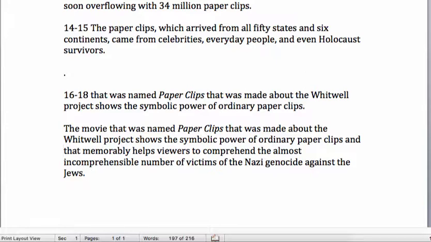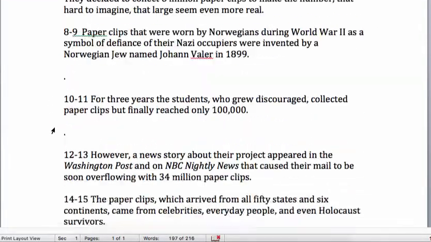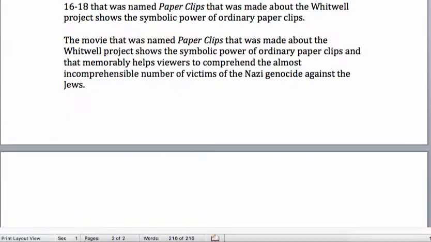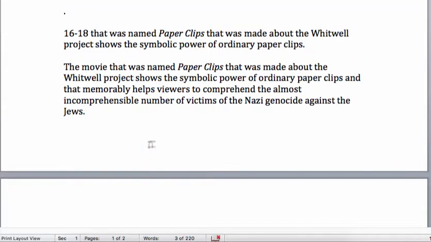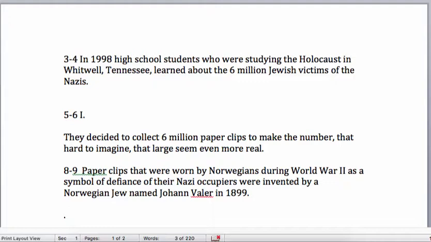But what I want you to remember is that a relative clause uses who, that, or which, and sometimes whom. Don't worry about it. These words here take the place of words that are repeated. Like in the first two, what was repeated? The high school students. The high school students, we get rid of this, in Whitehall, Tennessee, learned about, and we had a sentence that they were studying the Holocaust.